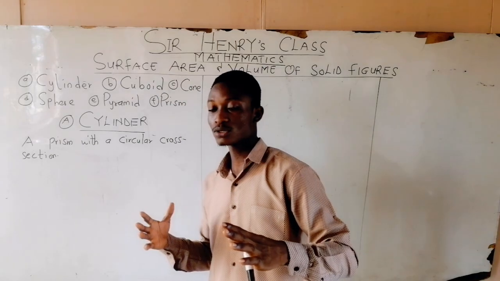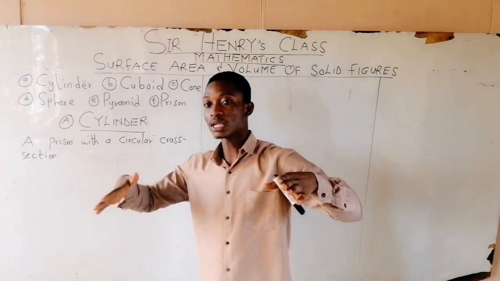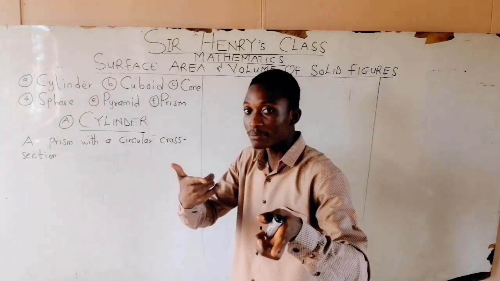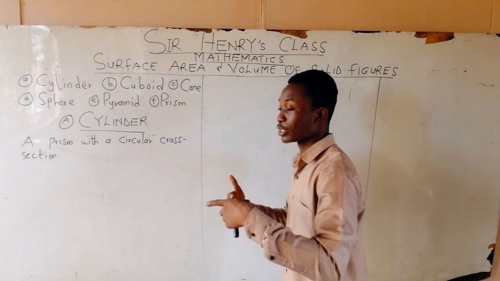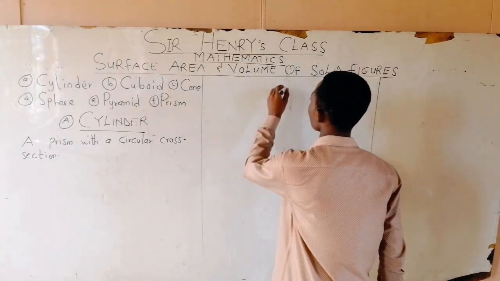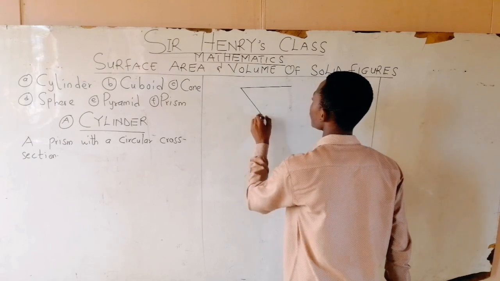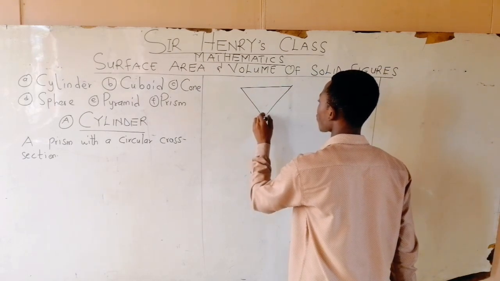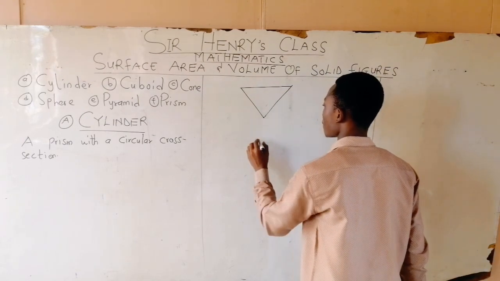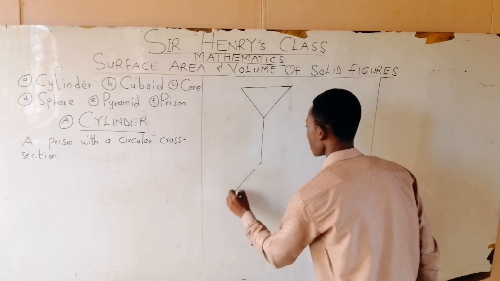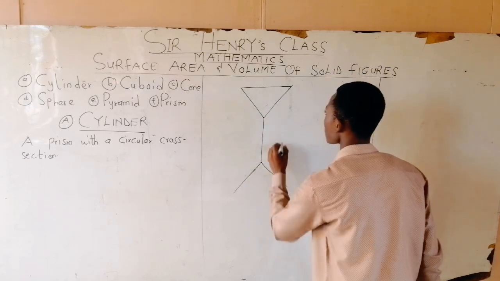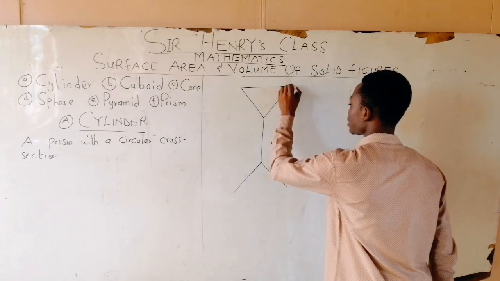Now take your mind to your roofing sheet, how it looks like. It is a prism. So let me draw one on the board, a triangular prism, of course. Give me a free sketch.